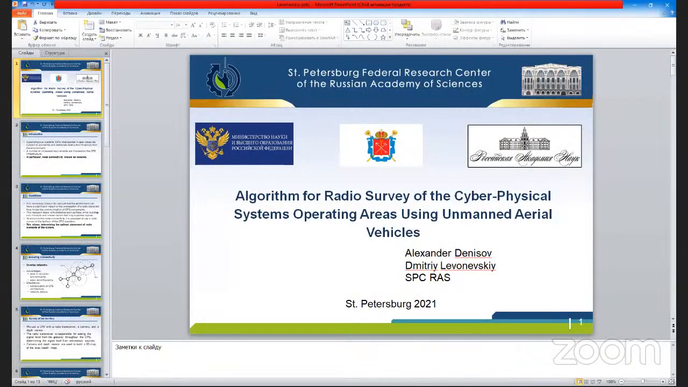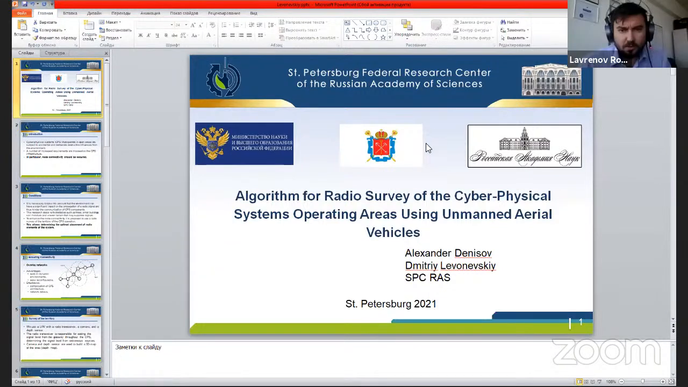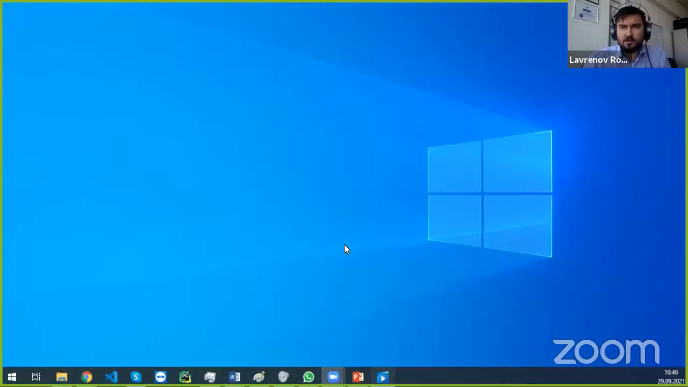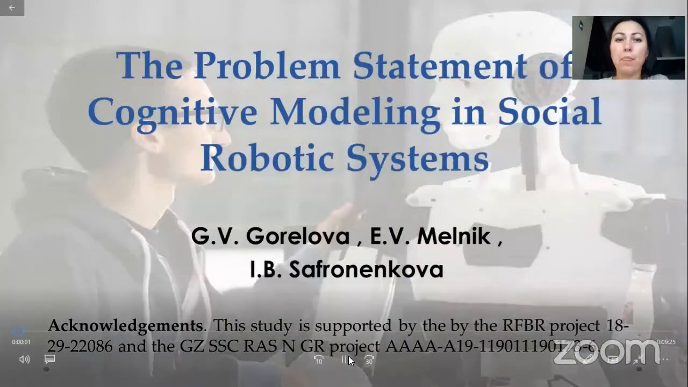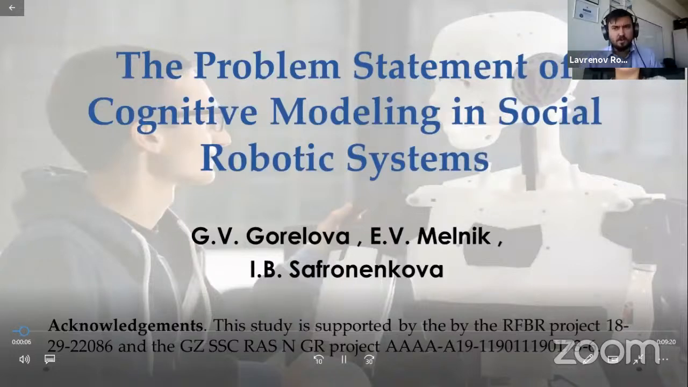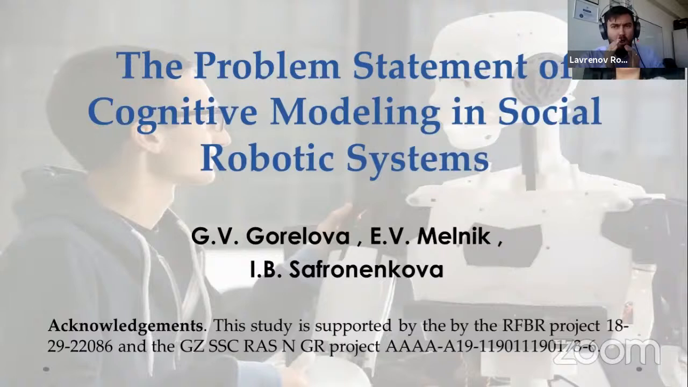Thank you. The Problem Statement of Cognitive Modeling in Social Robotic Systems. The authors are Galina Gorelova, Eduard Melnik, and Irina Safronenkova from the Russian Federation. Let's start the presentation. Dear colleagues, let me introduce the results of our research paper called The Problem Statement of Cognitive Modeling in Social Robotic Systems.